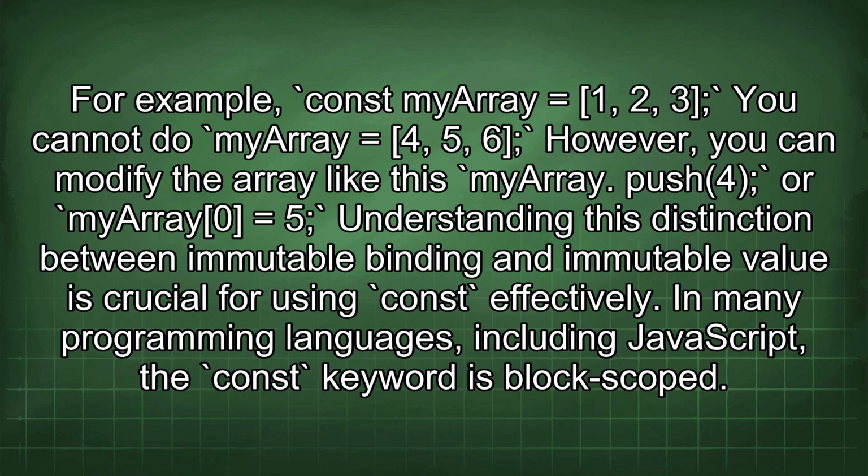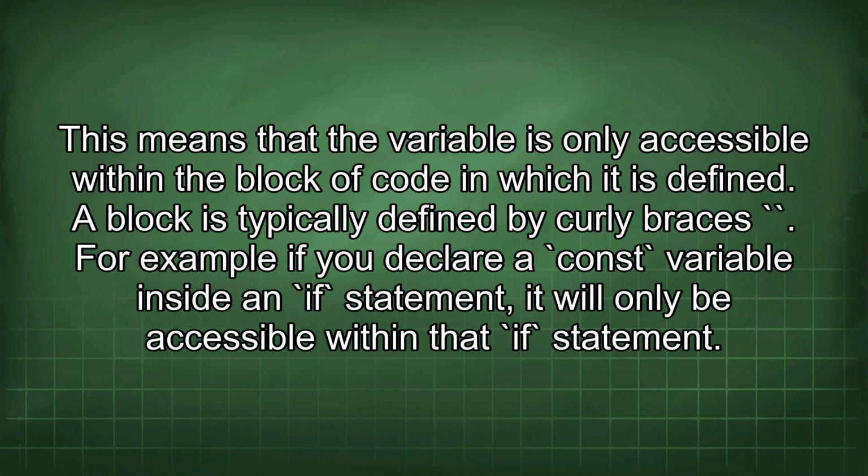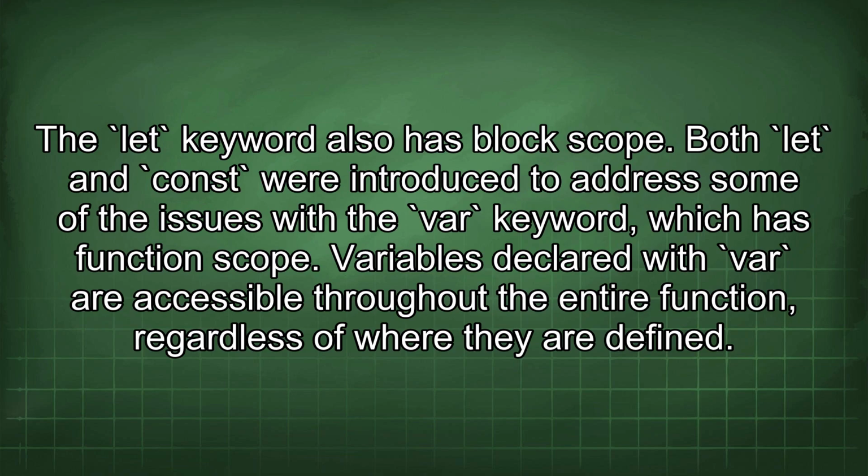In many programming languages, including JavaScript, the const keyword is block-scoped. This means that the variable is only accessible within the block of code in which it is defined. A block is typically defined by curly braces. For example, if you declare a const variable inside an if statement, it will only be accessible within that if statement. The let keyword also has block scope.